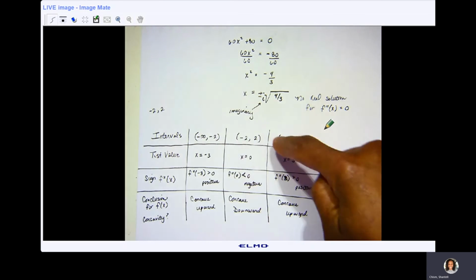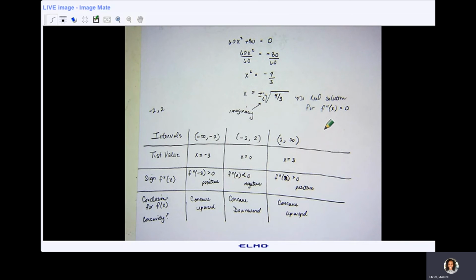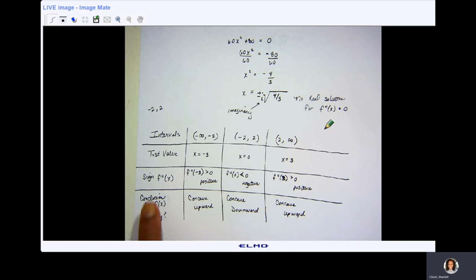And then setting up your intervals, getting a test value, and then plugging that test value into the second derivative so that you can draw a conclusion about the original function. Okay? All right, let's see what else we have. I may try to look at one more example here. Let me see what else we have.